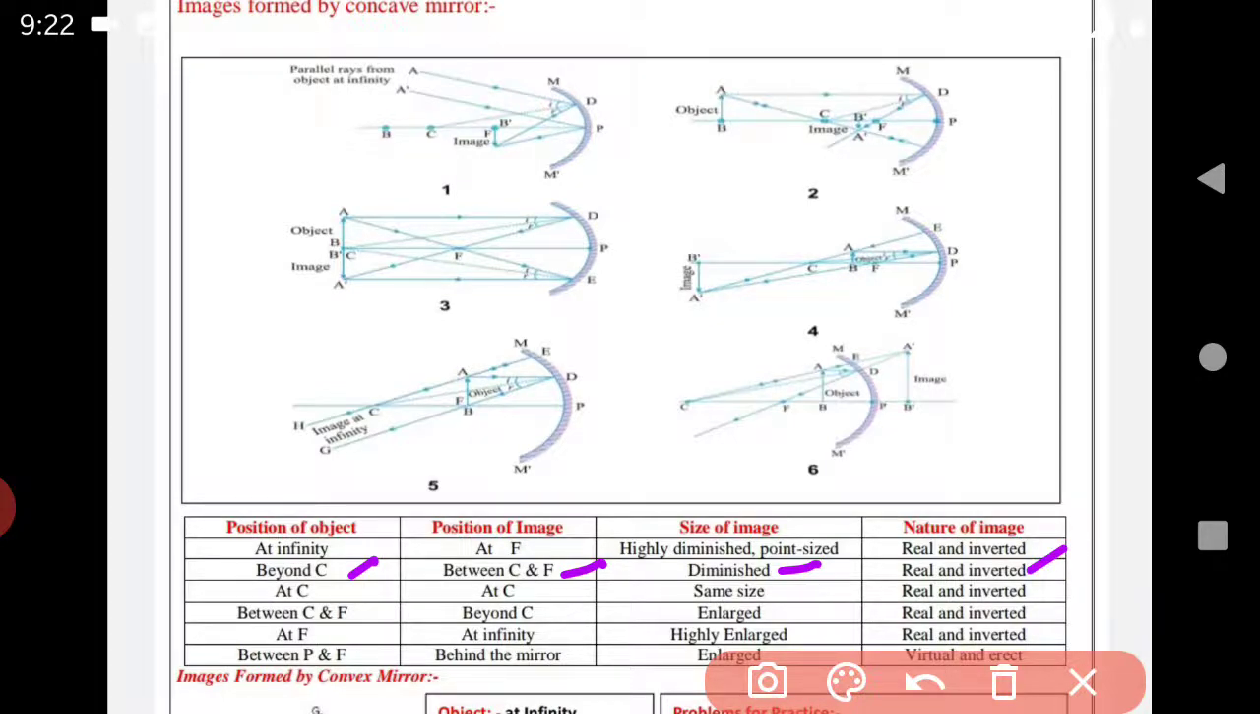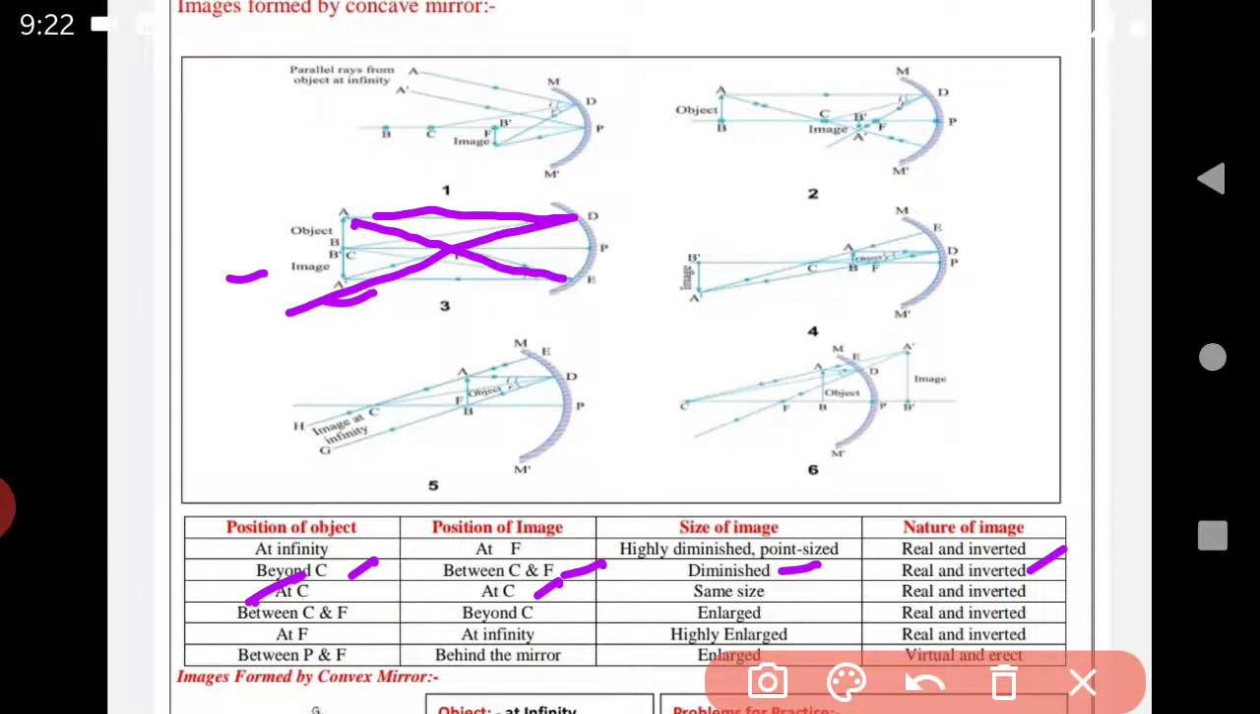The third one is when the object is at C. What happens when the object is at C? You can see that when the object is at C, the image is formed at C only, because one ray is parallel like this and another ray is passing through the focus.